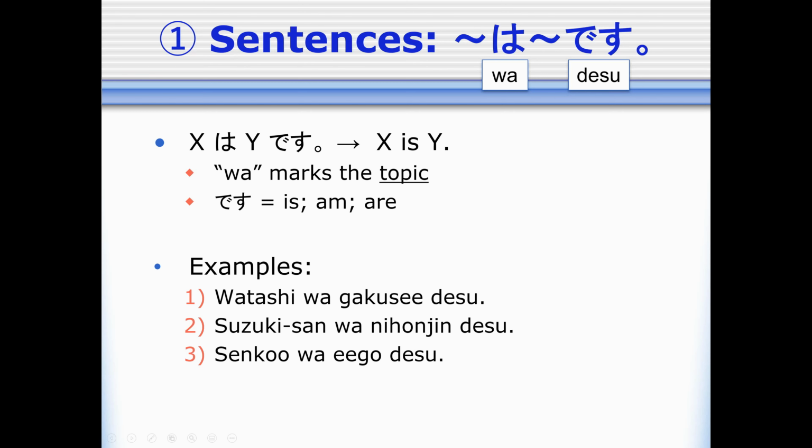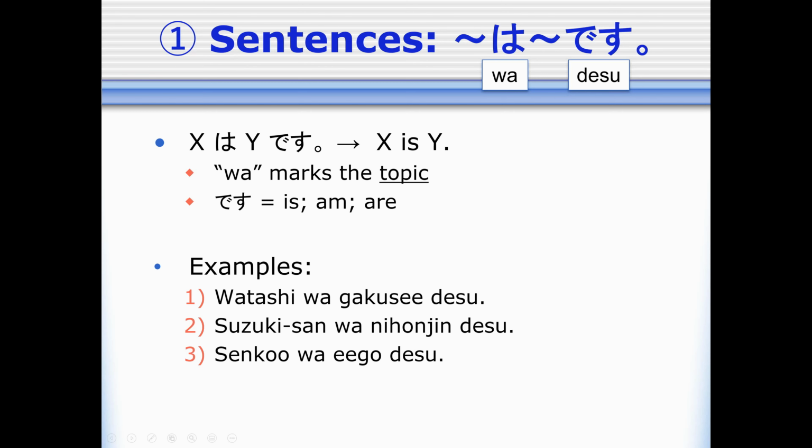This is a little unfamiliar as an idea to us as English speakers. The topic is what we're talking about in the sentence. So, very literally, as for me, I'm a student. On the topic of me, I'm a student. So the watashi wa part is introducing this new topic of me. The gakusei desu part is telling us, I'm a student.